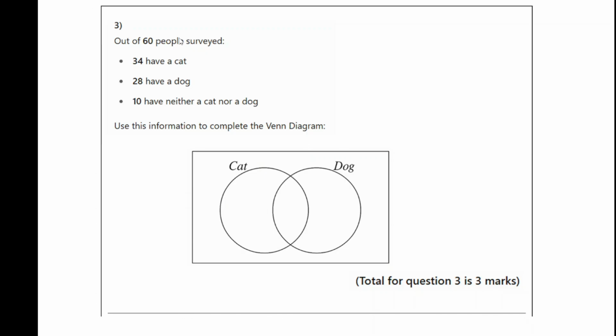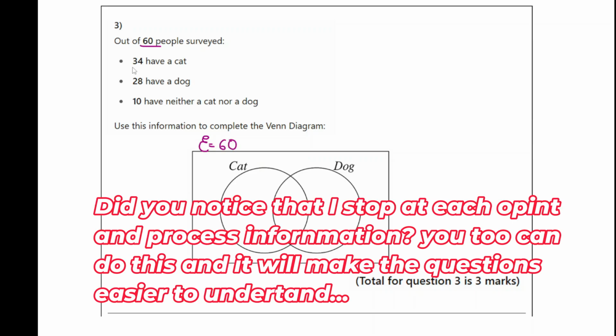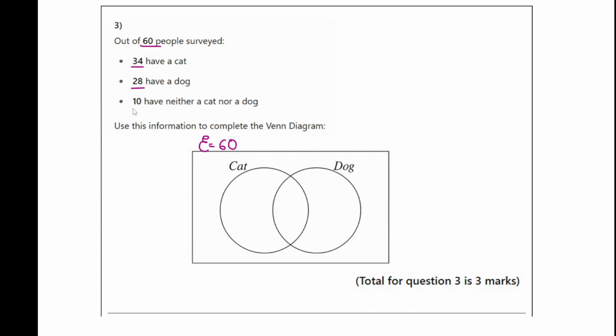Out of 60 people surveyed, okay, so we know the total number of people. So the universal set here is 60. 34 have a cat, 28 have a dog, 10 have neither. Okay, so I know this outside number here is 10. Now, these 3 regions should add up to 60 take away 10, 50. However, if I take the cat and dog and just add those 2 up, I get 34 add 28, 62.